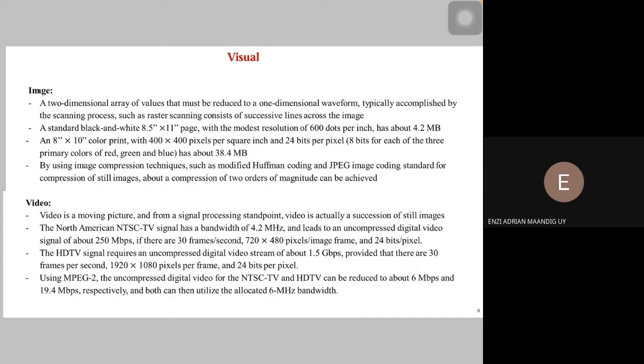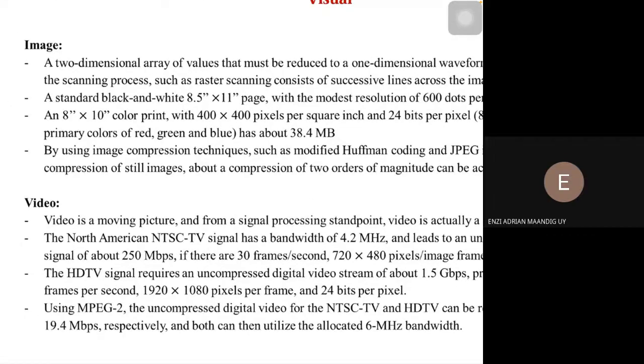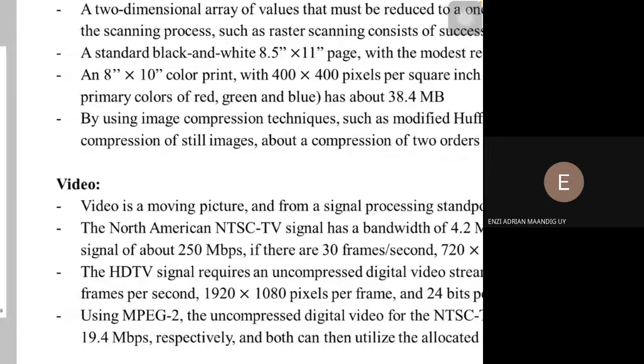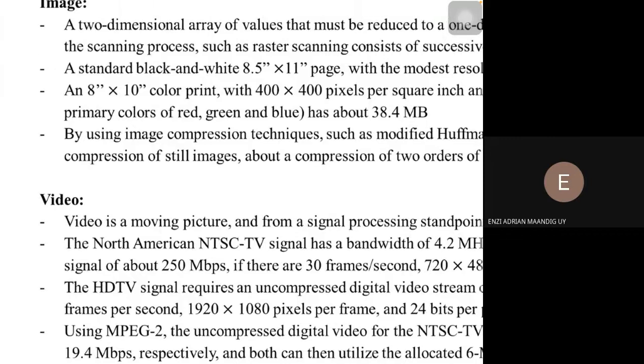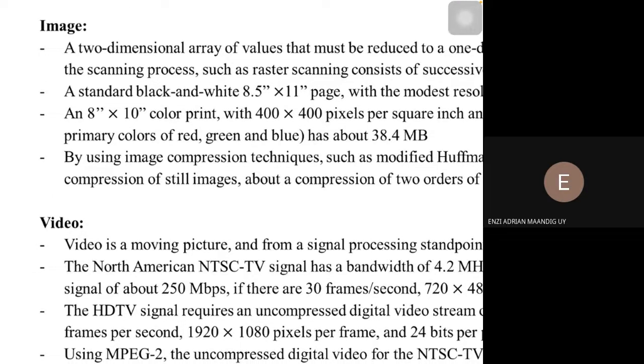Visual is still images. Okay. We have still images and video. And in the standpoint of digital communications, what we know of as video is just images na i-present.